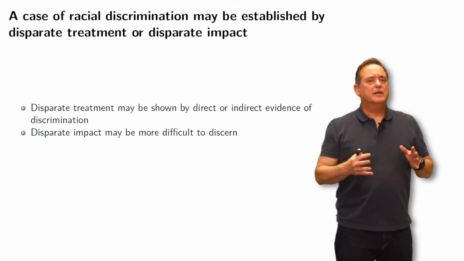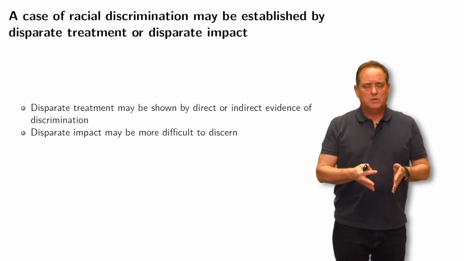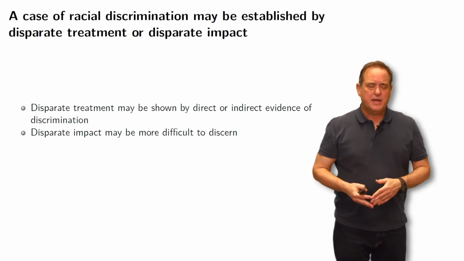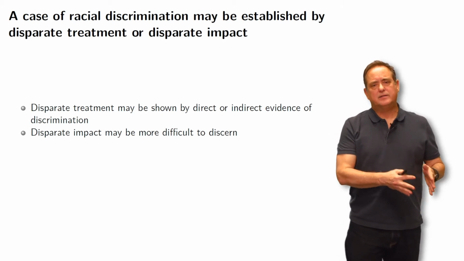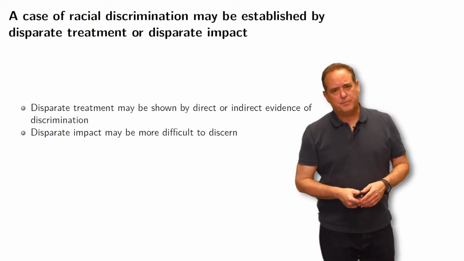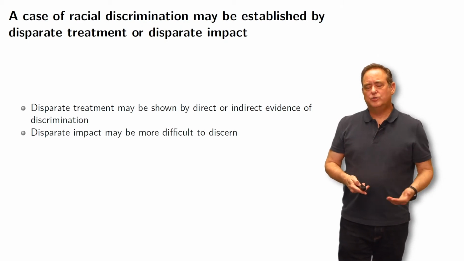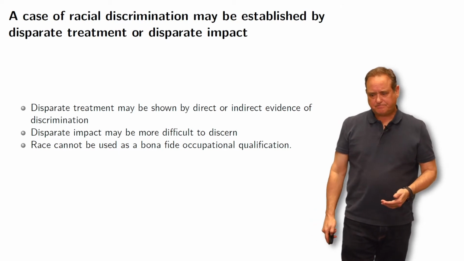Disparate impact, remember, can even be negligent, in which we have a neutral rule, a neutral screening device that is designed to help us make employment decisions, but that neutral rule has an adverse impact upon people in a protected class. So disparate impact is harder to determine its existence.